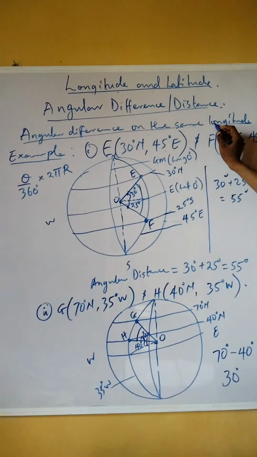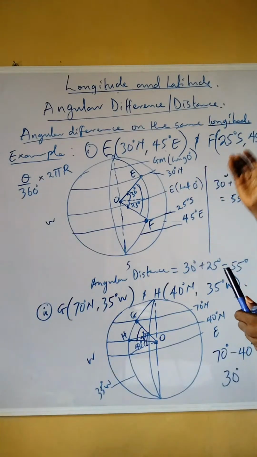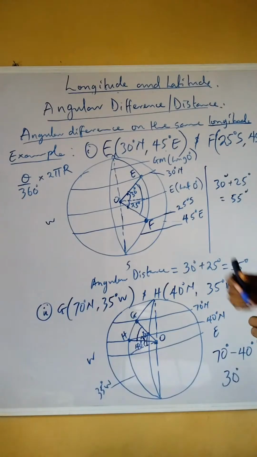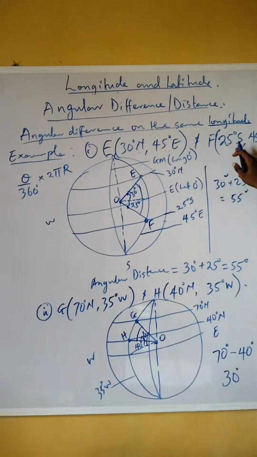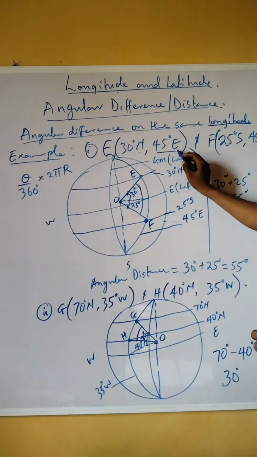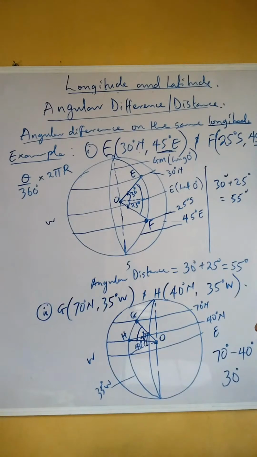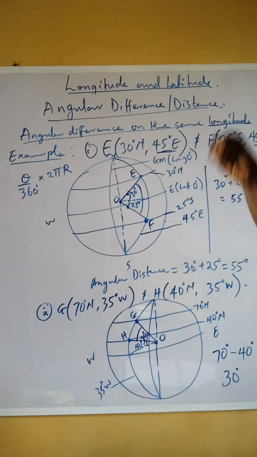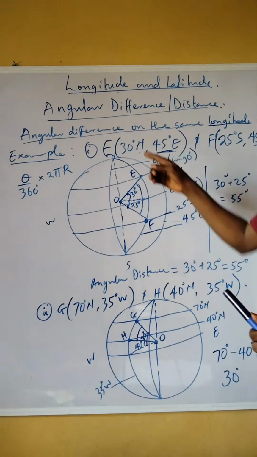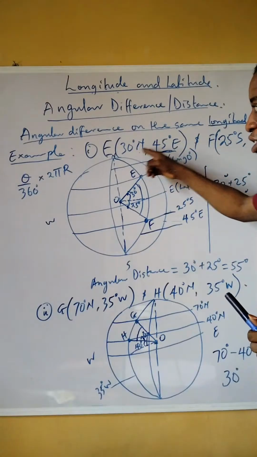Whenever it is on the same longitude, look at it. It's clear because we have latitude first, longitude second. And this here is latitude, and this here is longitude. This is also latitude, this is longitude. Now we have the same longitude, 45 degrees, and that's why you see them being on the same longitude. So now that is clear that it is on the same longitude. Now what will determine the angular difference is the remaining angle here, which is the latitude.